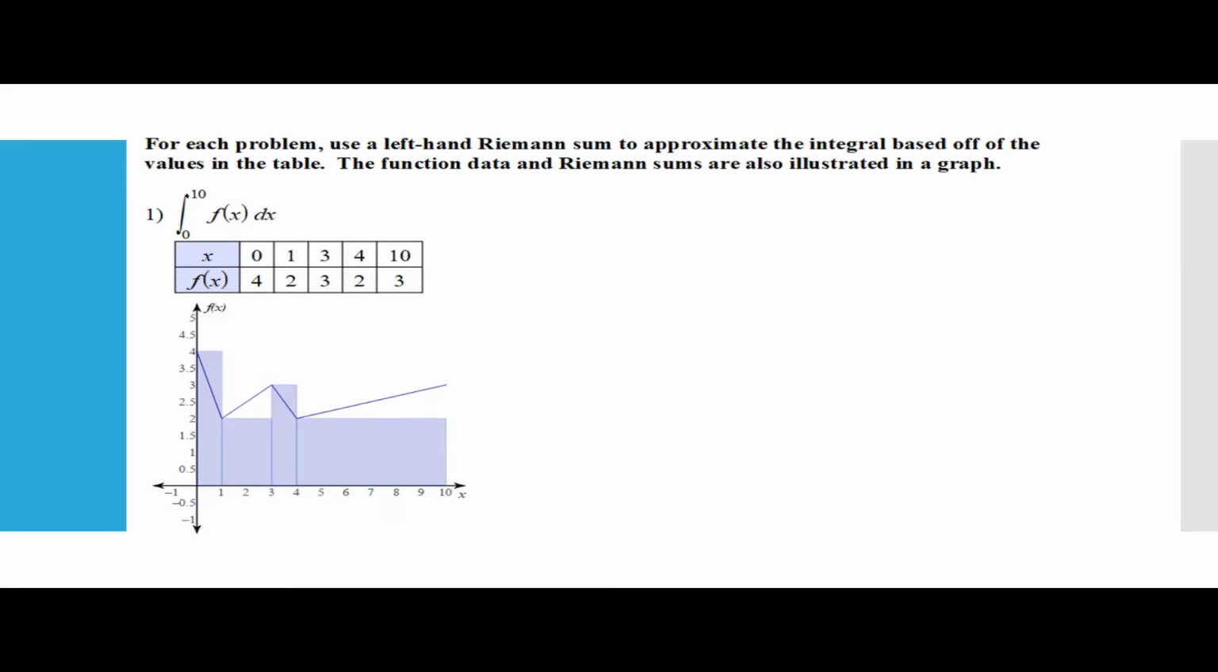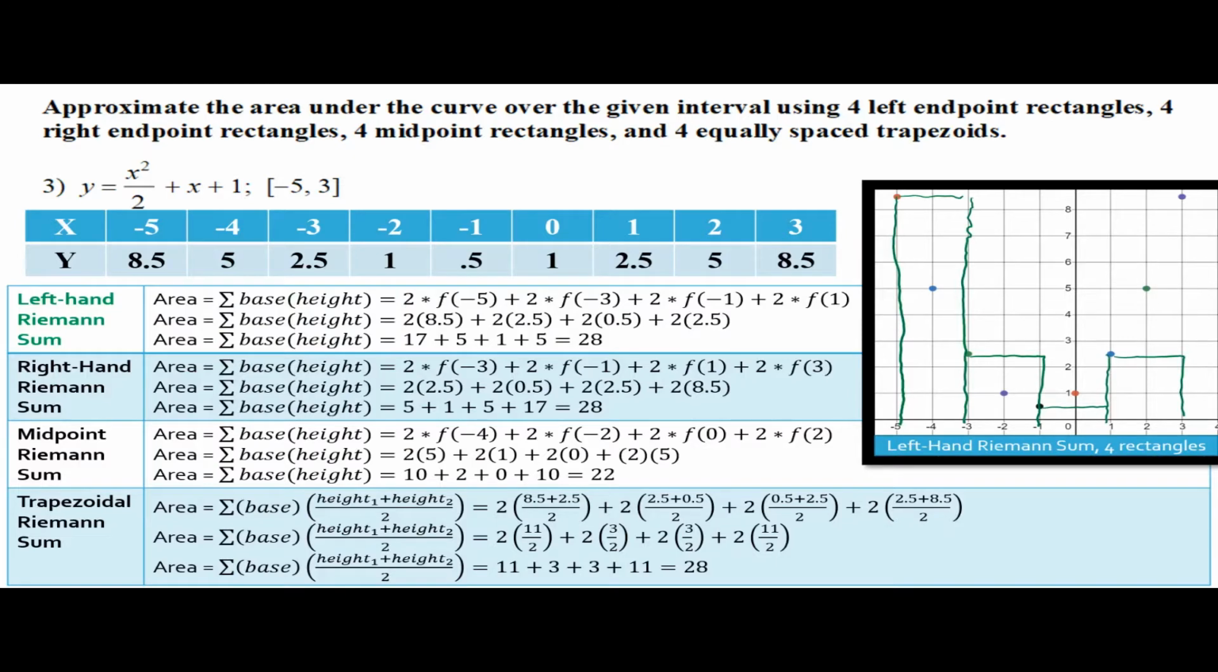Okay, it gets a little bit trickier when we start talking about trapezoidal Riemann sums. So here I've got, one more time, y equals x squared over 2 plus x plus 1 with a bunch of heights plugged in here. If I get a left-hand Riemann sum, then my first rectangle has a height of 8.5, and I keep going from there. If I get a right-hand Riemann sum, I'm going from 5 to 3, I'm doing 4 rectangles, and the first height is 2.5. If I do a midpoint Riemann sum, then I'd have to get my height from the middle, which is at -4, which would be a height of 5.